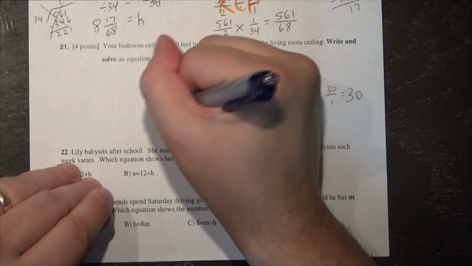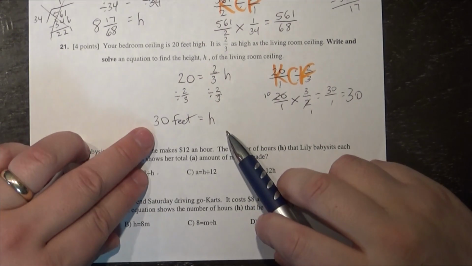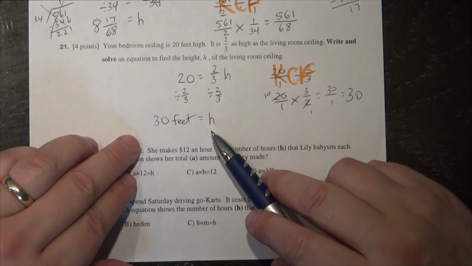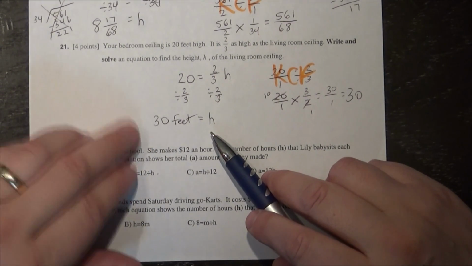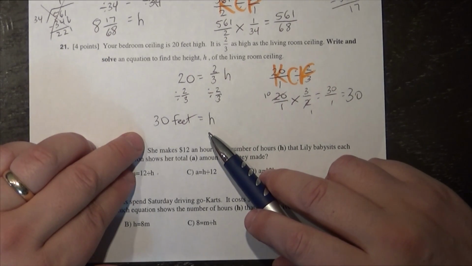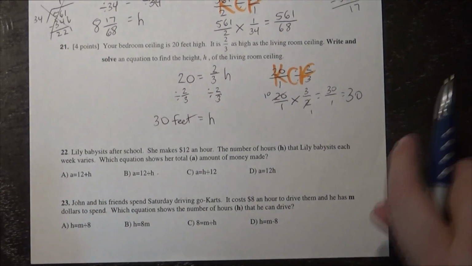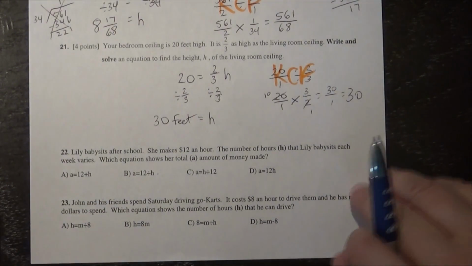So my height equals 30 feet. So the height of the living room is 30 feet high, which makes sense because the bedroom is 2/3 as high as the living room. If it were 1/3 as high, it would be 10 feet. All right, so we can plug that back in and double check our work.